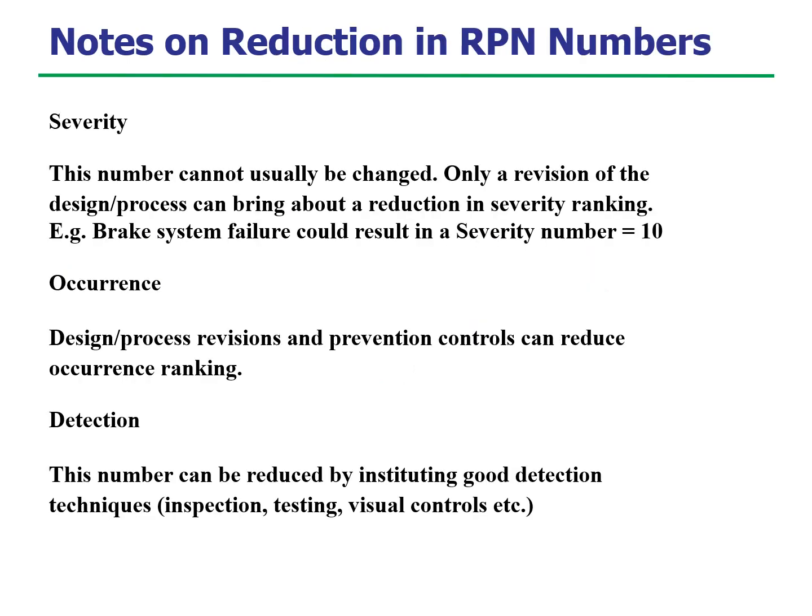Severity cannot usually be changed. Only a revision of the design or process can bring about a reduction in the severity ranking. For occurrence, design or process revisions and prevention can reduce the occurrence ranking. Detection can be reduced by instituting good detection.